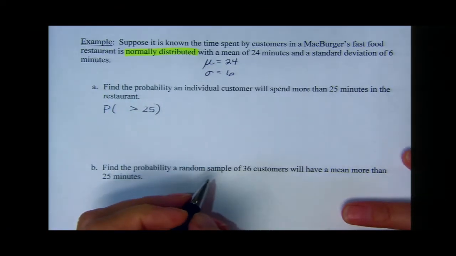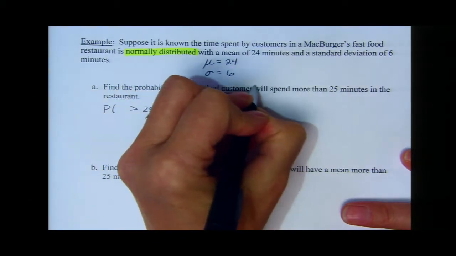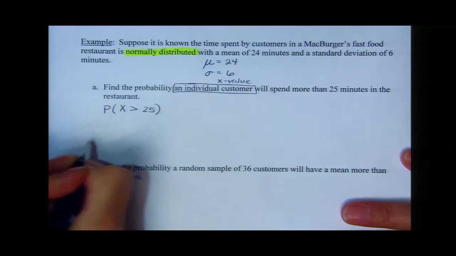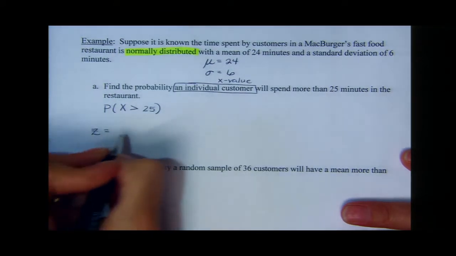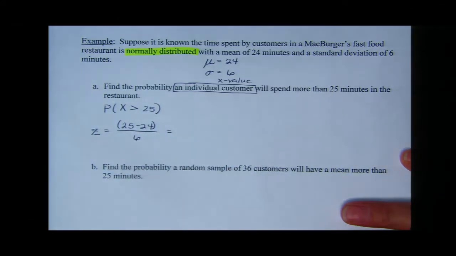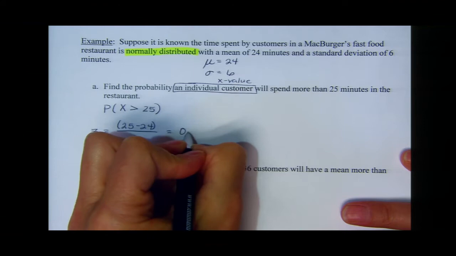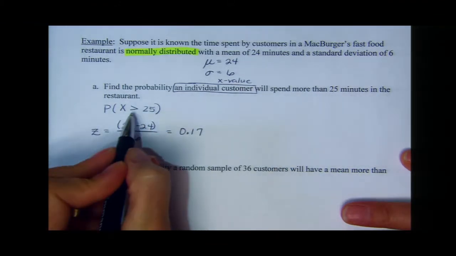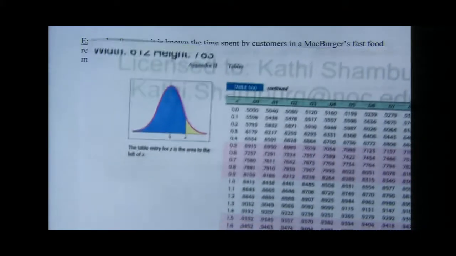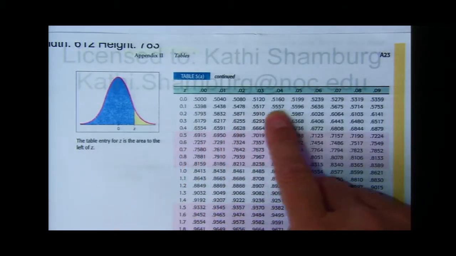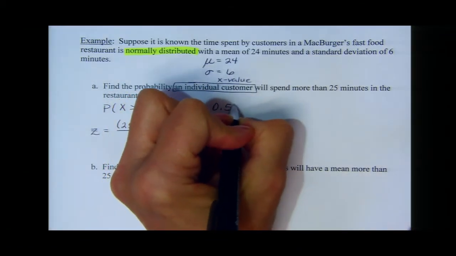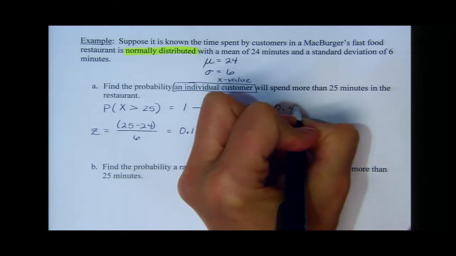But here's what you need to be careful of. This says an individual customer, meaning one customer, so this is an X value. So when I standardize my number, I would use 25 minus 24 divided by 6. And that's 0.16666 or 0.17. Now, since this is a greater than, we have to do 1 minus the number from the table. So 0.17, 0.5675, which gives me 0.4325.